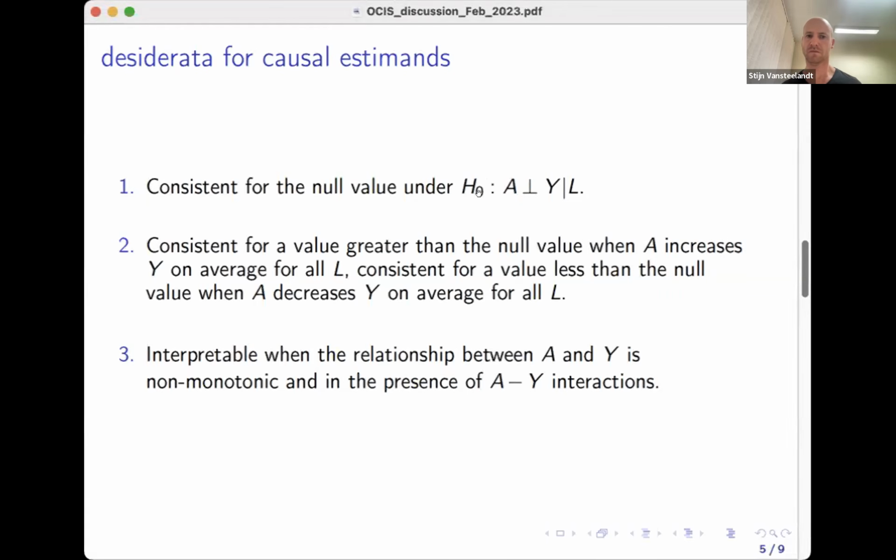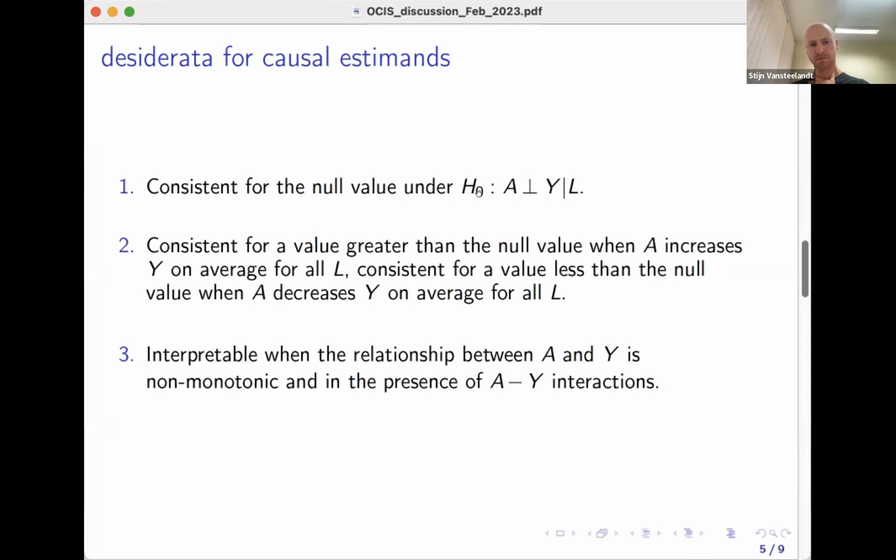The second is that it's consistent for a value that's greater than the null when A tends to increase Y on average across all values of L, and consistent for a value less than the null when A tends to decrease Y on average for all L. So this is to say, if there is a causal effect and it's in the same direction for all levels of covariates, the estimand should capture that directionality. And this is also satisfied by his estimand.